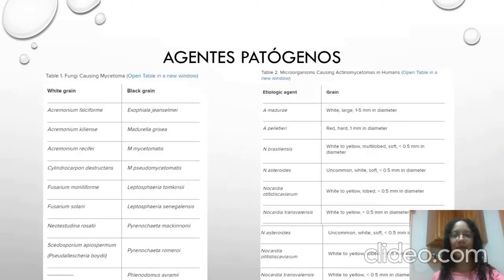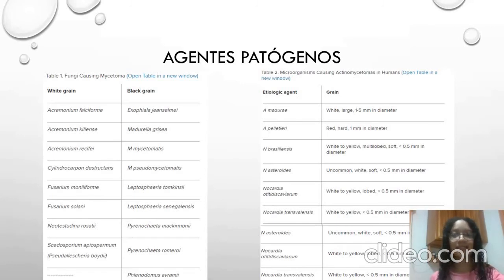Pathologic agents. More than 20 species of fungi and bacteria can cause mycetoma. Nocardia species, especially Nocardia brasiliensis, is the most commonly implicated actinomycete. Mycetoma is characterized by the formation of grains, which contain aggregates of the causative organisms that may be discharged onto the skin surface through multiple sinuses. The characteristic color of the grains can assist in the identification of the specific etiologic agents.